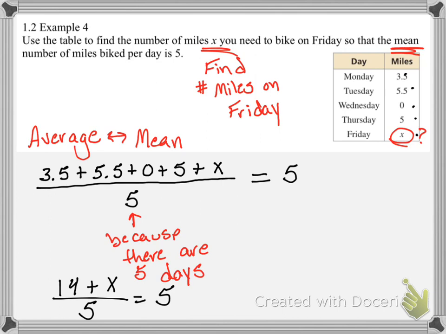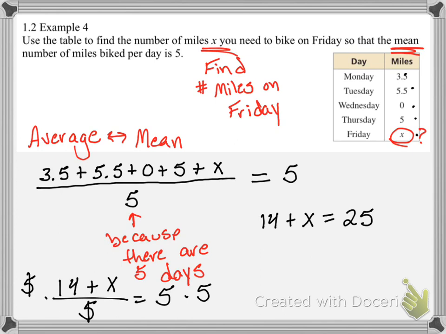So what do I do at this point? Divide by 5? It's already divided by 5. I have to undo that divide by 5. How do I undo the divide by 5? Multiply both sides by 5. So 5 divided by 5 is 1. I'm left with 14 plus x equals 25. So here I'm solving an equation.